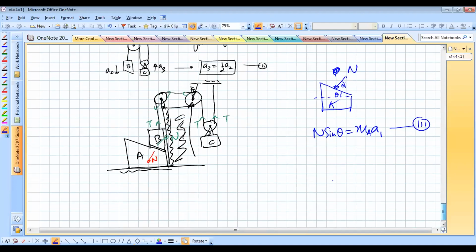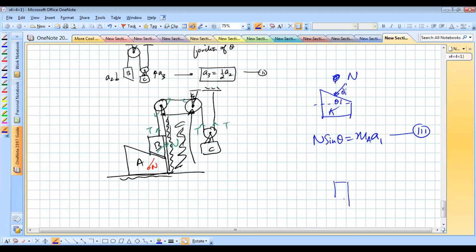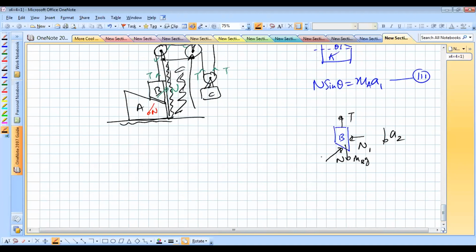On the block B, now on B I'll have to show all the forces acting. There is this N, there's some normal reaction from the wall, let's say N1. There's tension from above. There is weight. And it's having an acceleration of A2 downwards.